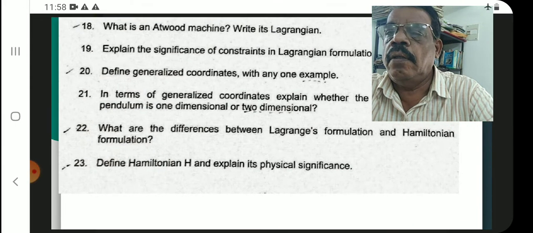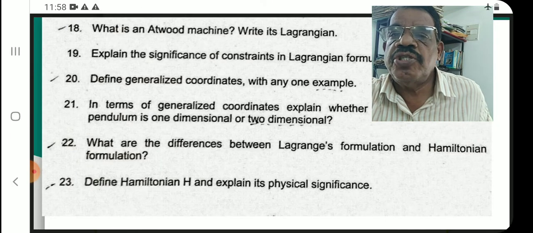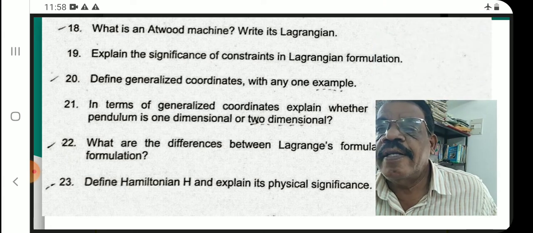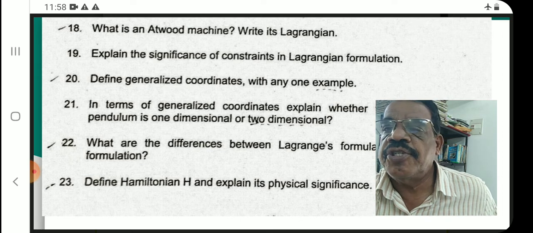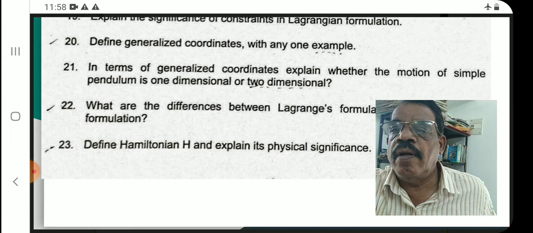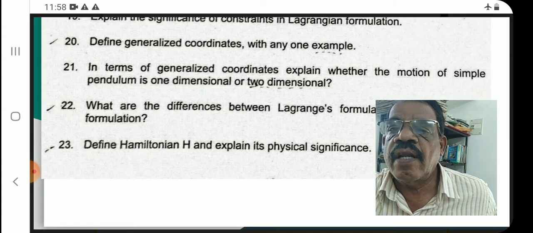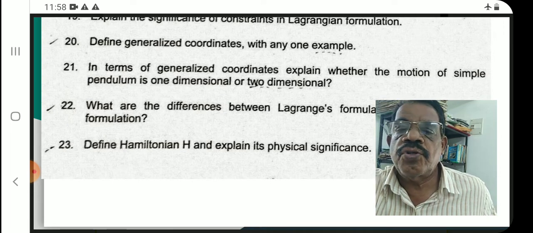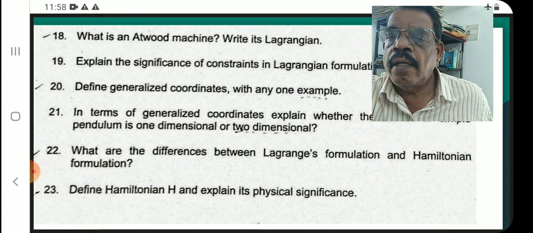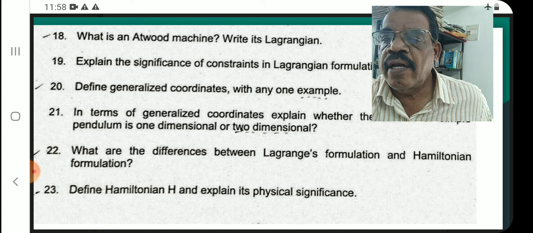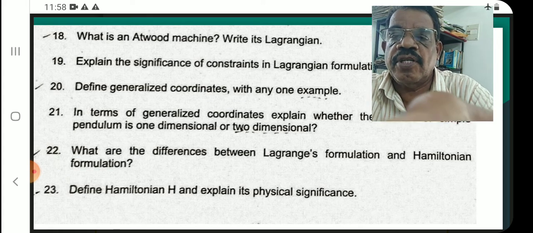Question number 18, what is a Atwood's machine? Write its Lagrangian. Number 19, explain the significance of constraints in Lagrangian formulation. Number 20, define generalized coordinates with any one example. Number 21, in terms of generalized coordinates, explain whether the motion of a simple pendulum is one-dimensional or two-dimensional. Number 22, what are the differences between Lagrange's formulation and Hamiltonian formulation? Number 23, define Hamiltonian H and explain its physical significance.